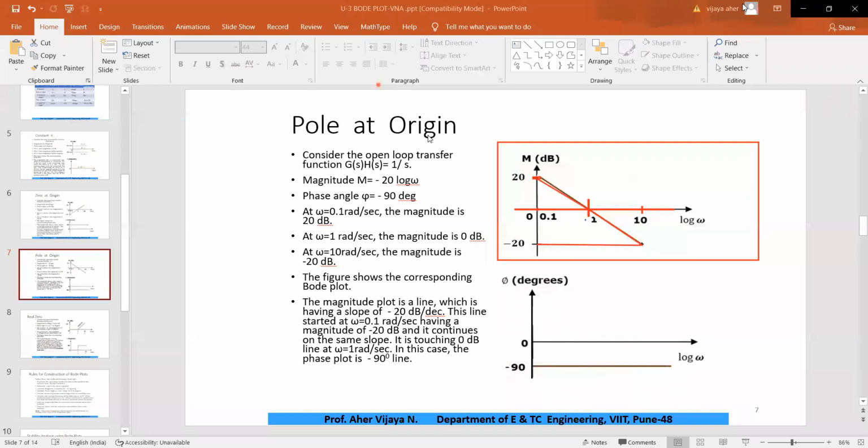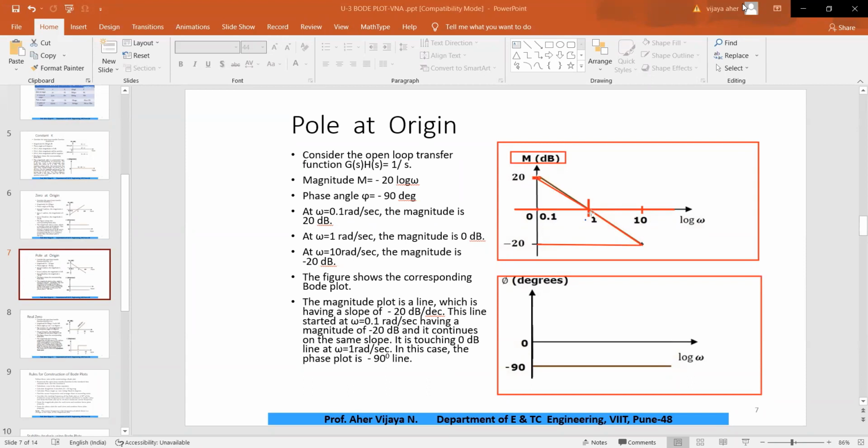This plot is nothing but the phase plot for the given open loop transfer function, and this one is nothing but your magnitude plot. Okay, so the magnitude plot is a line, having a slope of minus 20 dB. What is the slope? Minus 20 dB per decade. Why do we say per decade? Because from 0.1 to 1 there are 10 lines in your semi-log paper, and hence we are calling this minus 20 dB per decade. Okay, now this line is starting from omega is equal to 0.1 radian per second.